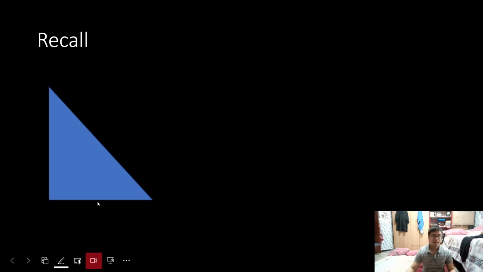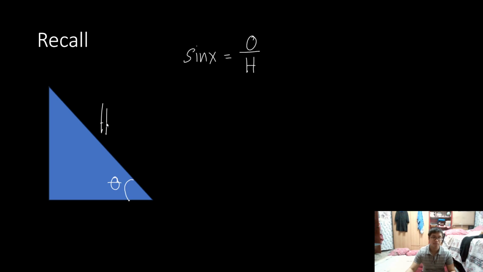So let's have a recall. This is a right triangle. Let's recall all the six trigonometric ratios. We have this one, your sine x. Your sine x is basically the opposite all over hypotenuse. By the way, speaking of opposite and hypotenuse, where are the opposite and hypotenuse located? Let's just say the given angle is here. Where do you think is the hypotenuse? Hypotenuse is basically the longest side of the right triangle. So this is your hypotenuse.